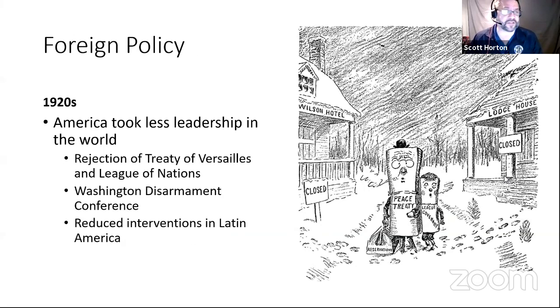Last one is foreign policy. And in the 1920s, America took less of a leadership role in the world. So there's a retreat from the role that the US had played in World War I. We reject the Treaty of Versailles, for example. We don't join the League of Nations. There's a disarmament conference trying to limit the size of military arsenals in the world, especially the Navy. And the United States reduces its intervention in Latin America. So retreating from taking on this leadership role.